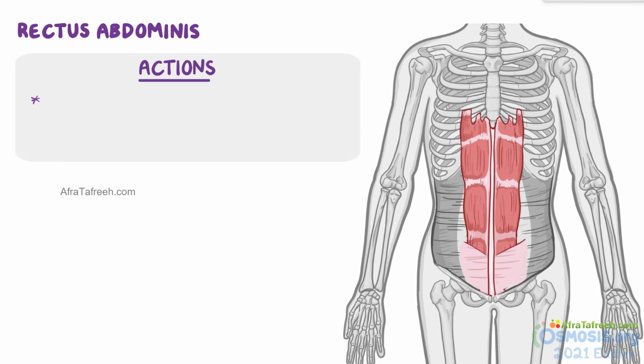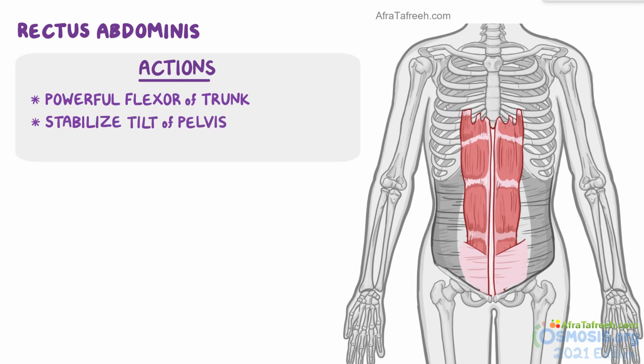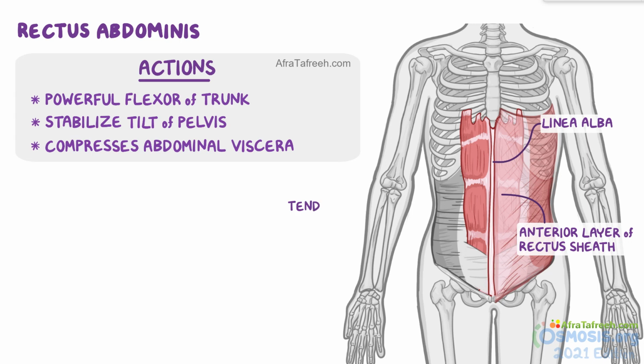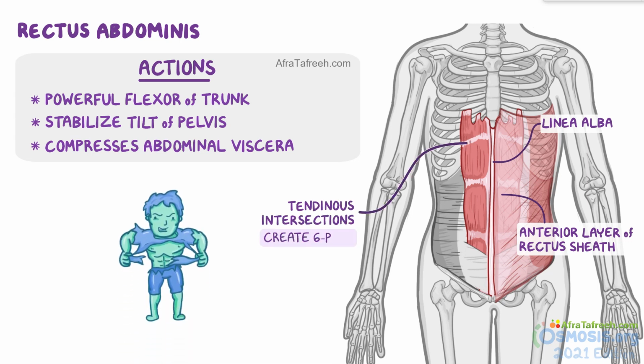The rectus abdominis is a powerful flexor of the trunk, so you can thank this muscle when you do your crunches. It also helps stabilize the tilt of the pelvis, and just like the other abdominal muscles, it compresses the abdominal viscera. The pair of rectus abdominis muscles is separated in the midline by the linea alba, which is a fibrous band composed of interweaving aponeuroses from the flat abdominal muscles. The rectus abdominis is mostly enclosed by the rectus sheath, where the anterior layer of the rectus sheath anchors the rectus muscle transversely by tendinous intersections, which create the bulges seen in people with well-defined abs, or a six-pack.